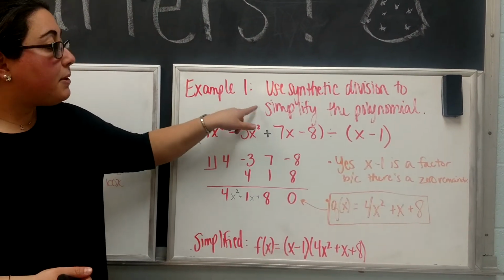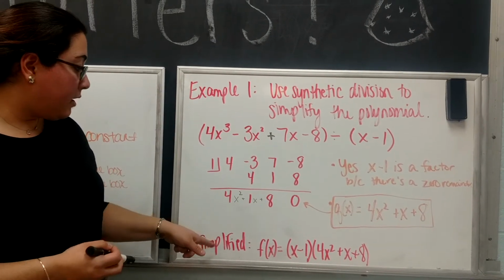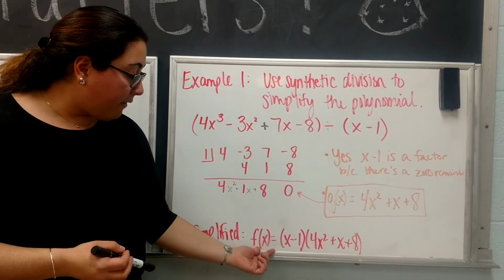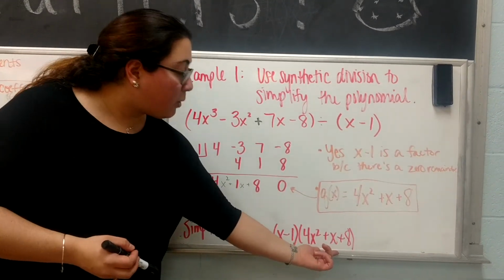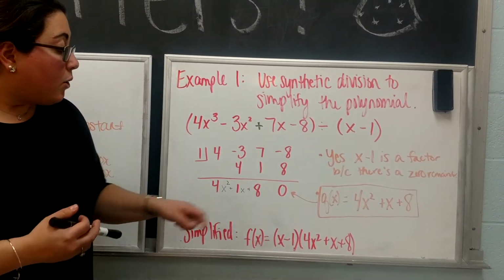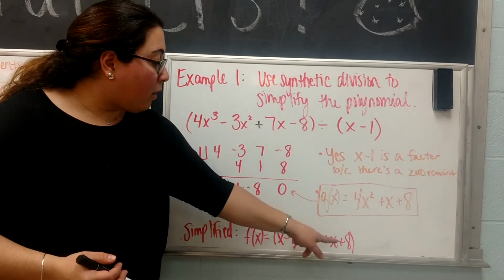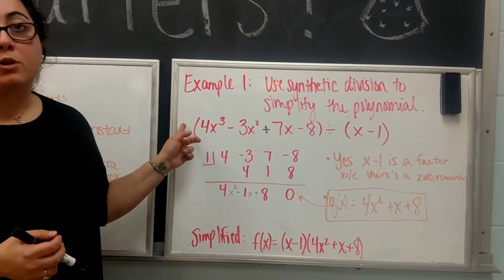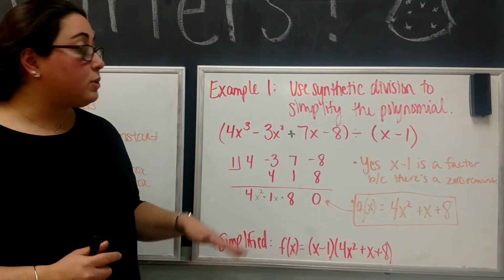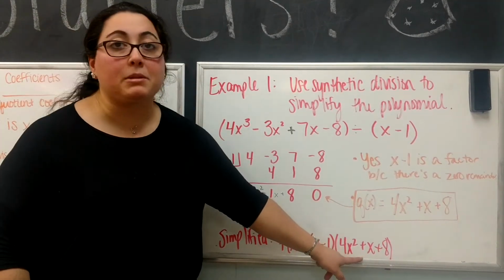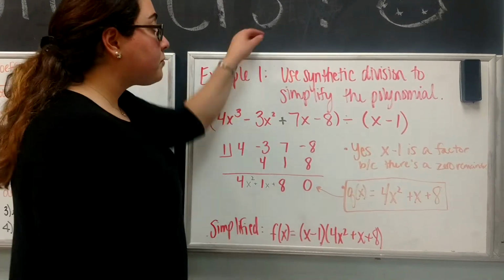But if it says to simplify the polynomial, you also want to note that in its simplified version, f of x is equal to the divisor, which is x minus 1, times your quotient with its coefficients. If you were to distribute this back out, you should end up back where you started. That's the whole point of using synthetic division to simplify the polynomial, because eventually you might be able to factor that as well.